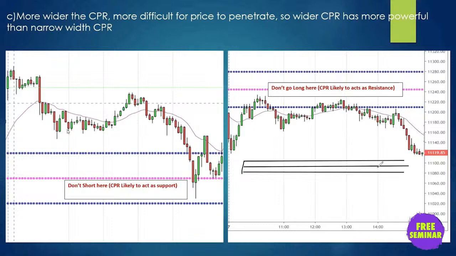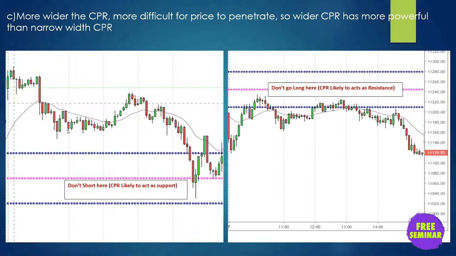What is the advantage or what is the edge? What is the clue you will get? To be frank, average CPR will not tell you much, like it is likely a trending day or a sideways day. But as far as support and resistance are concerned, average CPR is also a very strong support resistance. Not only wide, even average is very powerful. Only if it is narrow, then it's not powerful. Okay, these are the three types of CPR and how you can take advantage of it.